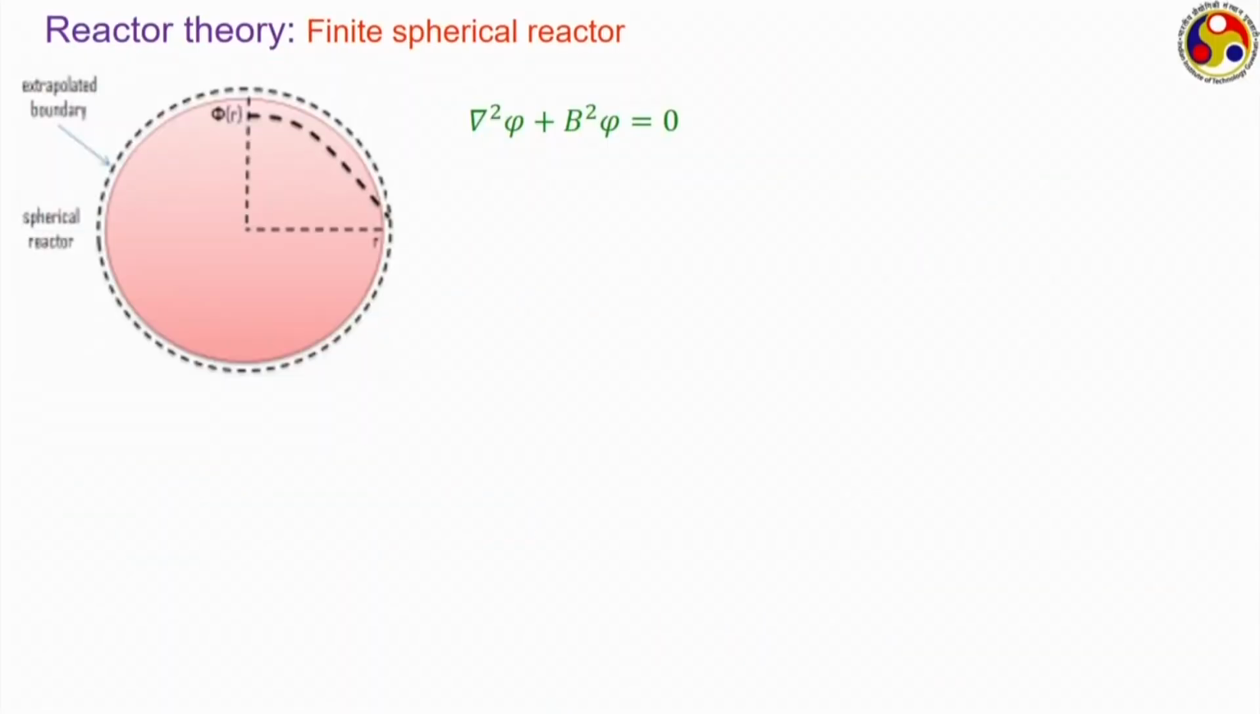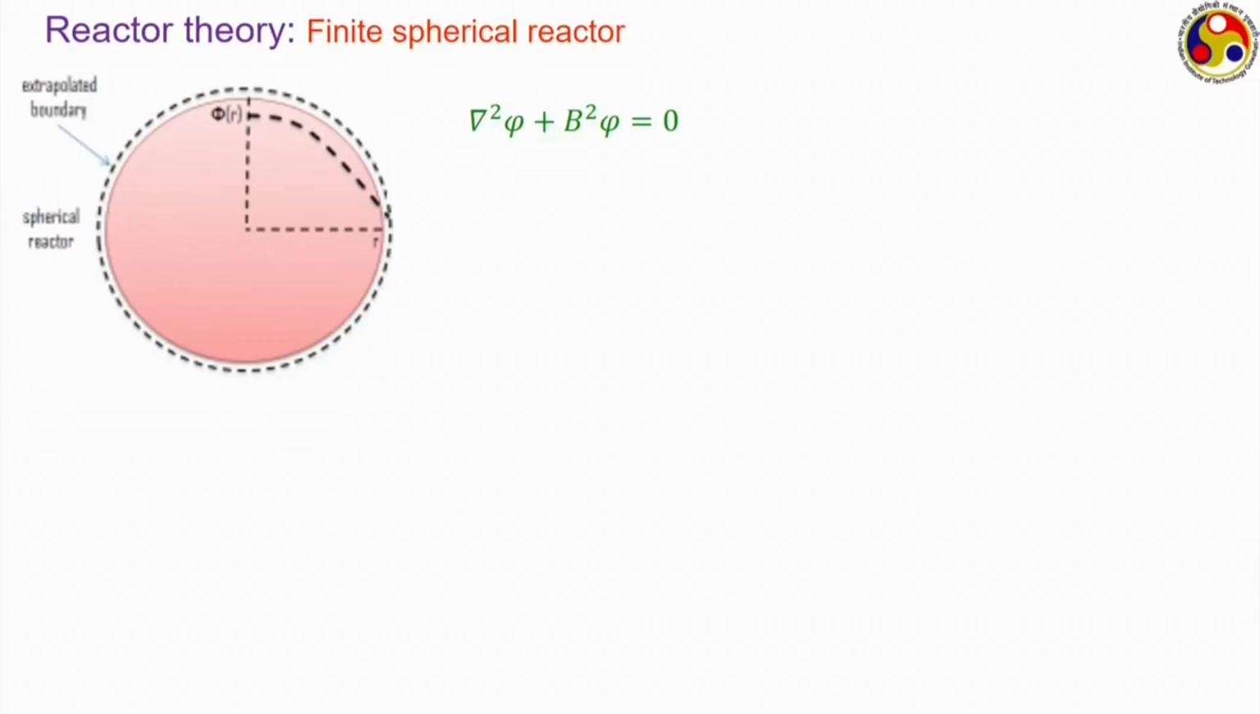Of infinite slab. Now, but the infinite slab reactor is only an idealization, because nothing can be infinite in terms of length, and hence we need to go to a more finite geometry. While there are quite a few finite geometries, we have selected the spherical reactor for our consideration. The governing equation remains the same, that is Laplacian of phi plus B square phi is equal to 0, B being the buckling parameter.